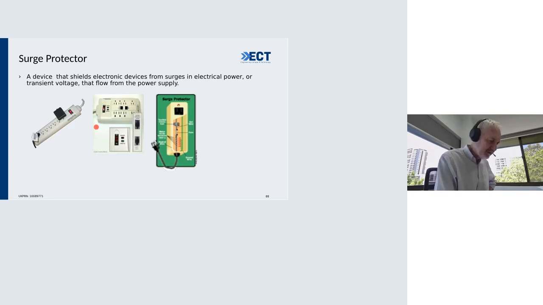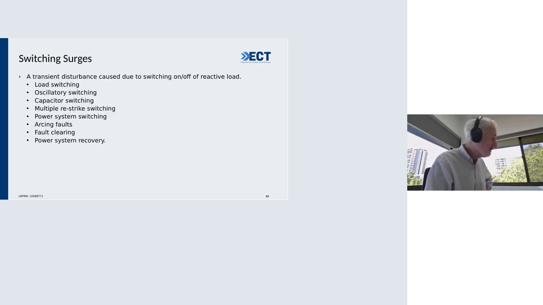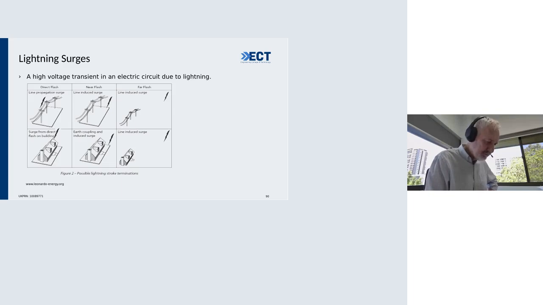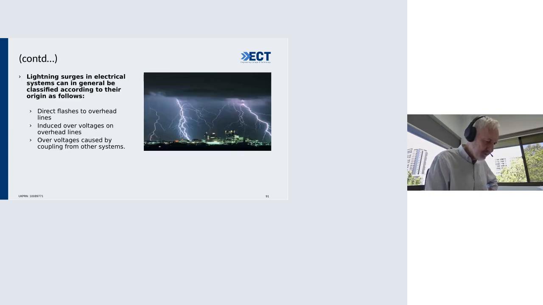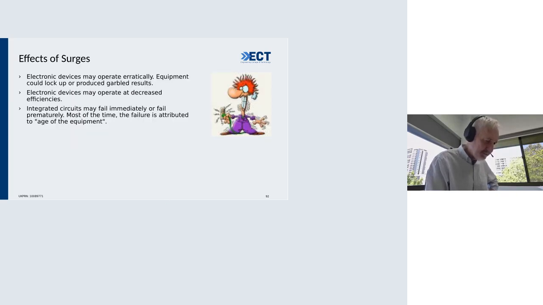Surge protectors are quite critical because if you get a surge going through your electrical system, you'll damage it. Switching surges, lightning surges, probably the worst one. You could have direct flashes, induced overvoltage caused by coupling from other systems. And obviously electronic devices may operate or you may damage them permanently.